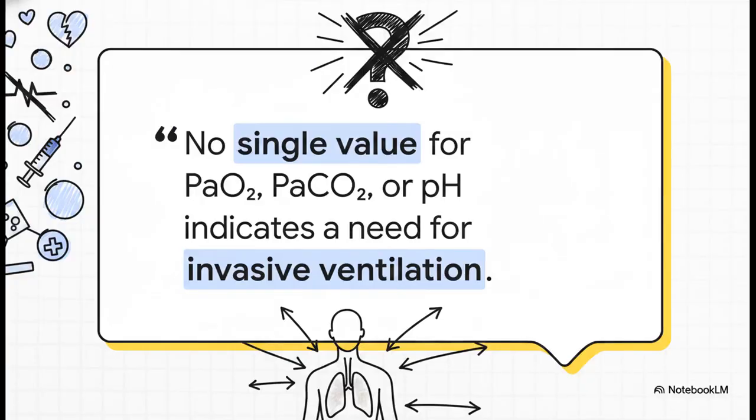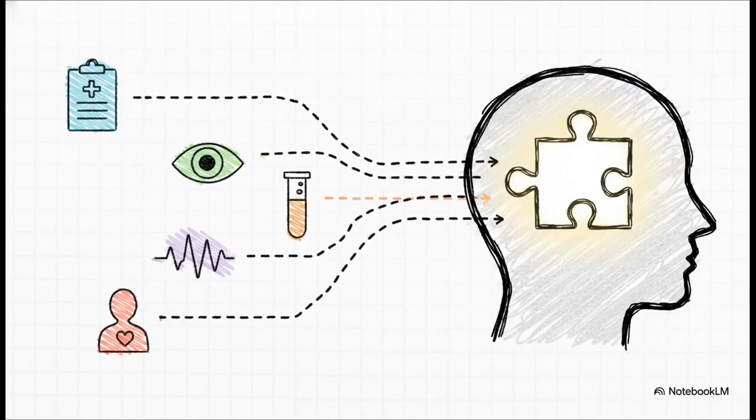And I want you to really let this sink in because it is probably the most important thing we'll talk about. There is no magic number. No single lab value screams intubate. A patient is not their PaCO2. The decision is so much bigger than that. It's a synthesis. It's about putting all the puzzle pieces together. You take their history, what you're seeing with your own eyes, what the blood gas is telling you, the lung measurements, and, just as important, you consider the patient's overall prognosis and, whenever possible, their own wishes. You have to see the entire clinical picture.